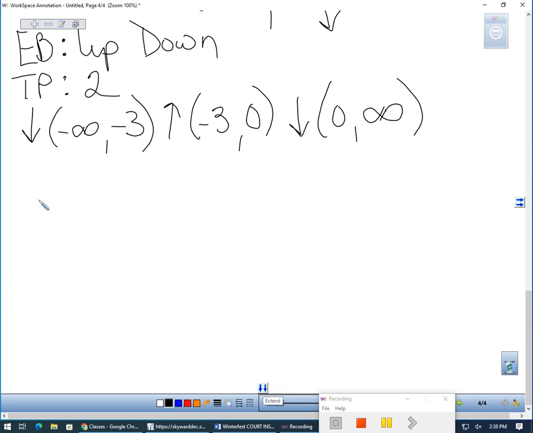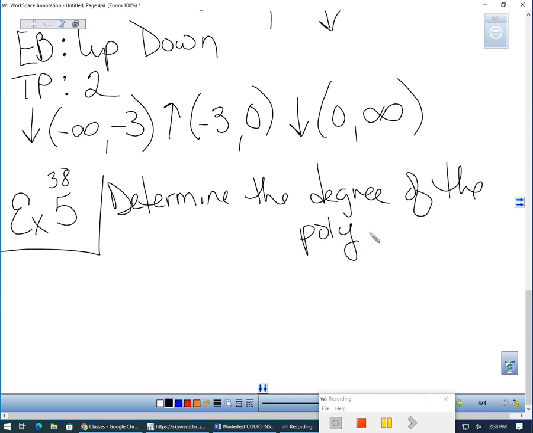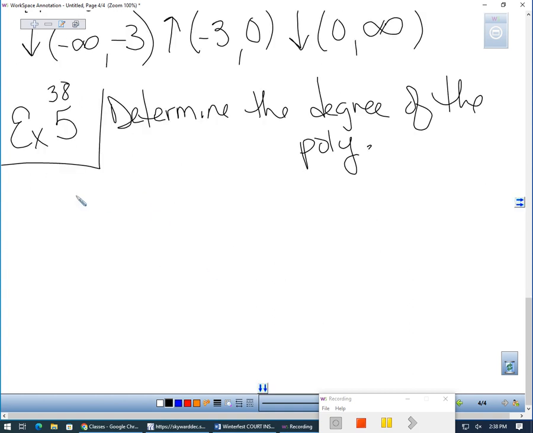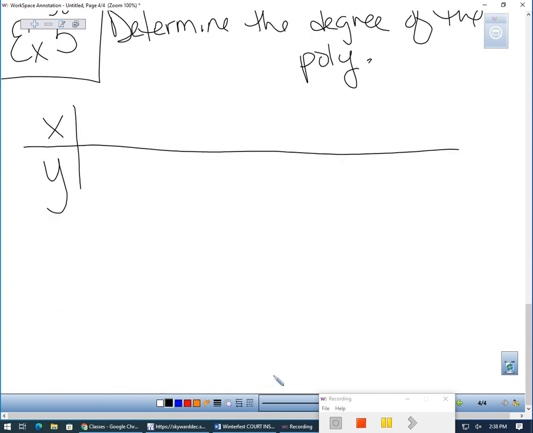You can use that. Here's example number 5. This is going to cover your number 38. Determine the degree of the polynomial. Now, you did this back in Algebra 1. So we're going to discuss it. Make sure we still remember it from Algebra 1. So I'm going to give you a table.